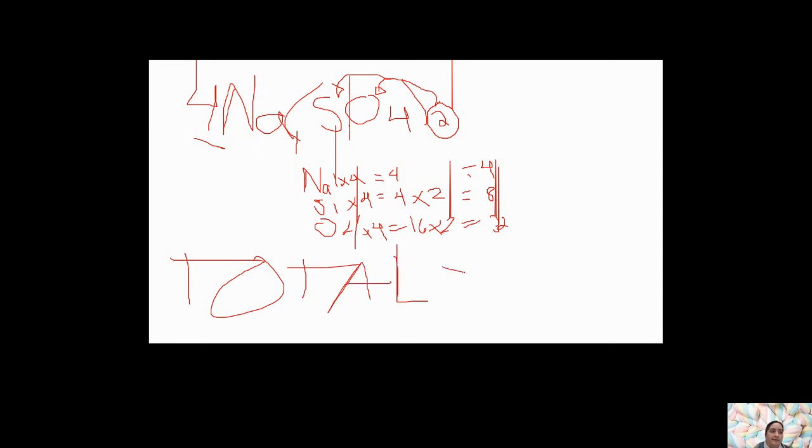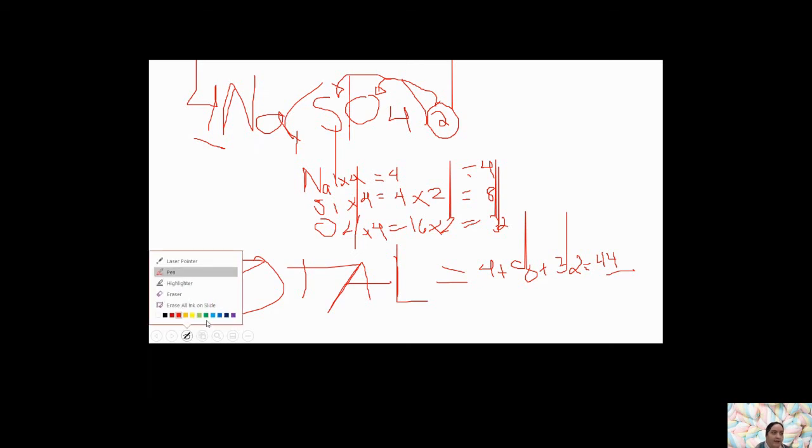And if I asked you about the total number of atoms, whenever you see that word total, all you have to do is add them together. So 4 plus 8 plus 32, which gives us 44 total atoms. And that's it. That's counting atoms.